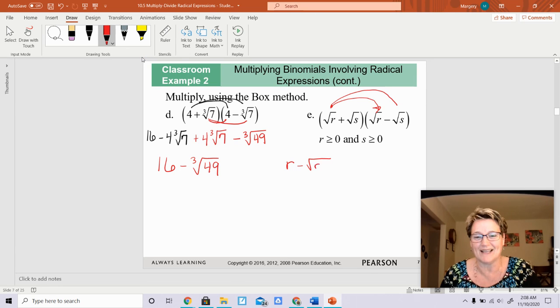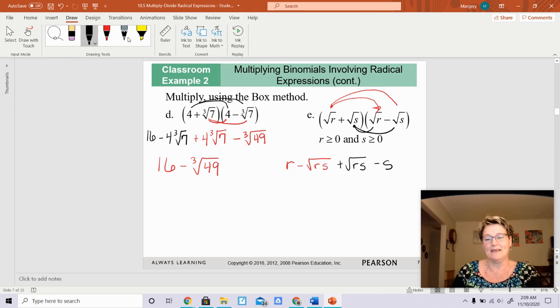The square root of r times a negative square root of s is going to be a negative square root of rs. Now, I'm going to take this s here. I'm going to multiply the square root of s times a positive square root of r, which is going to give me a positive square root of rs. Then I'm going to take the square root of s and multiply it by a negative square root of s. It's going to give me a negative square root of s squared, which is just a negative s. Okay, remember the negative is in front of the s. Now the two middle terms cancel out and I'm left with r minus s, and you're finished.